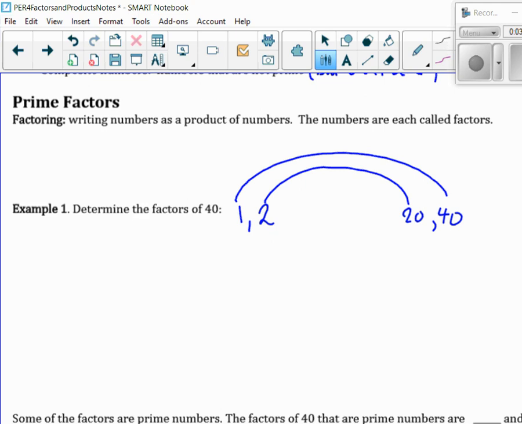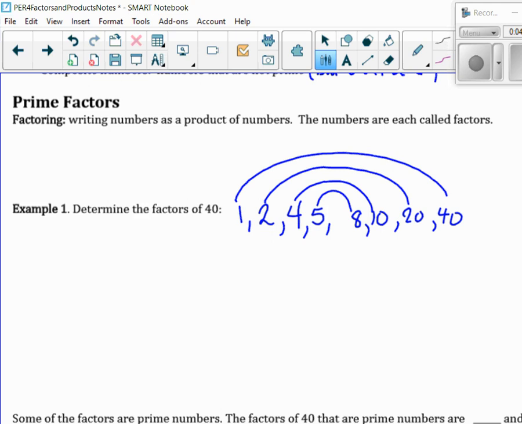Okay. Is 3 a factor? No. What was the divisibility rule for 3? Yeah, the sum of the digits has to be divisible by 3. Okay, so 4, of course, is 4 times what? 10. Do you see there's my pair? So again, I don't have to test any between 10 and 20, right? Okay, is 5? Yes, 5 times what? 8. Okay, so there's my pair.